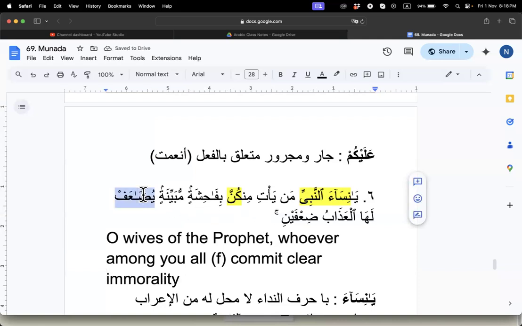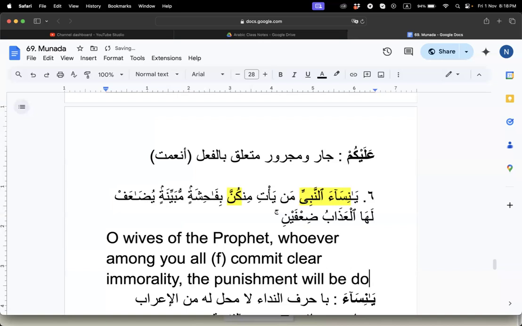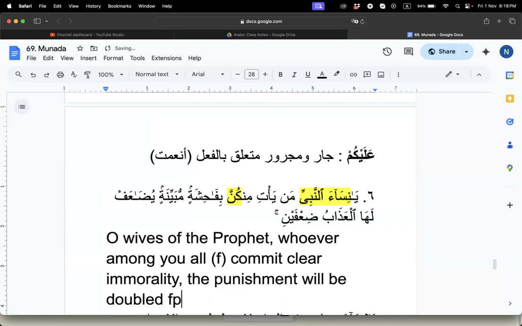Then this is your jawabu syarat: yudha'af, doubled. What is going to be doubled? The punishment or result. The punishment will be doubled for her. Okay, inshallah.